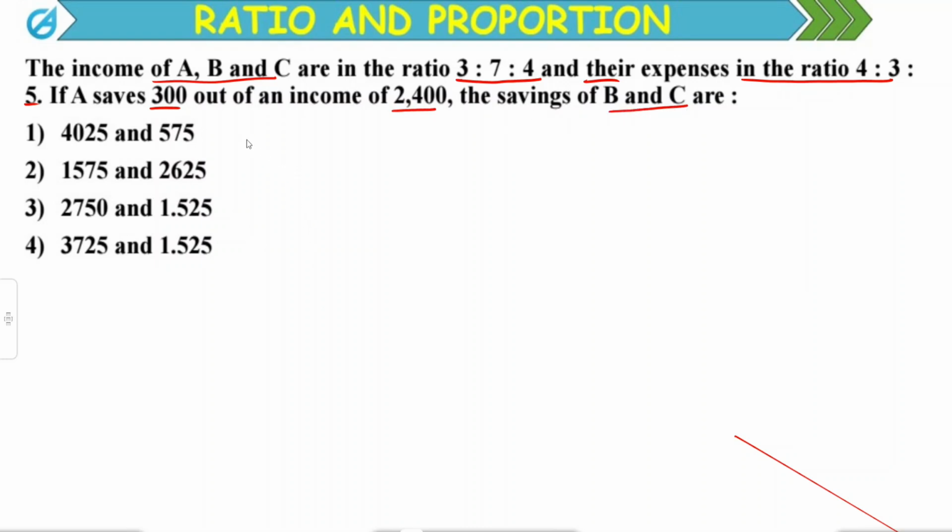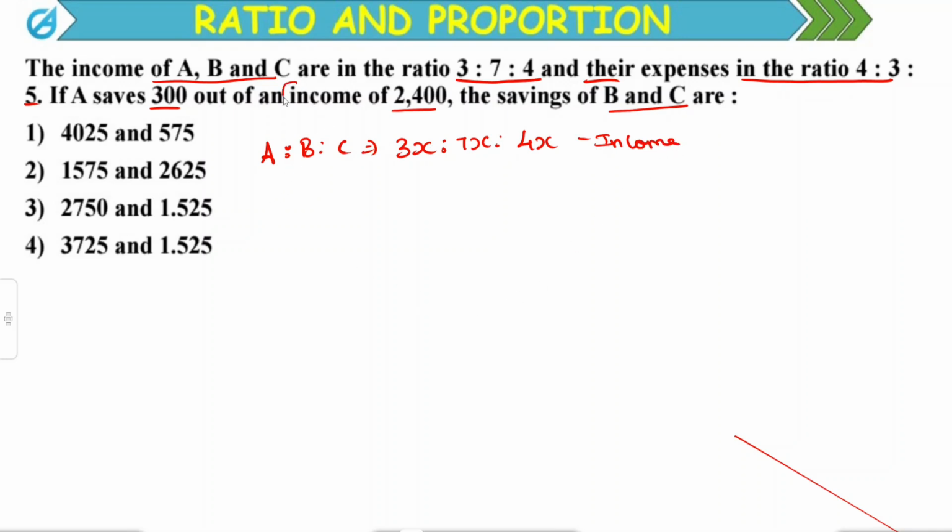See what they are telling. Income of A, B, C is 3 is to 7 is to 4, and their expenses are 4 is to 3 is to 5. How will we write the income? For A, B, C the ratio is 3 is to 7 is to 4, but we have to write it as 3x is to 7x is to 4x. This is nothing but the income of A, B, and C.